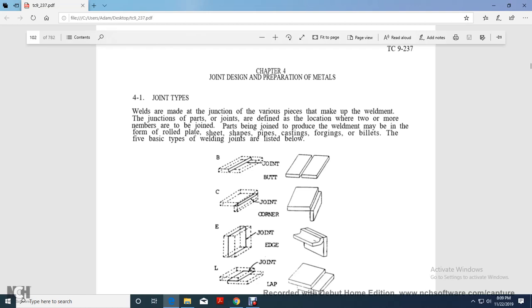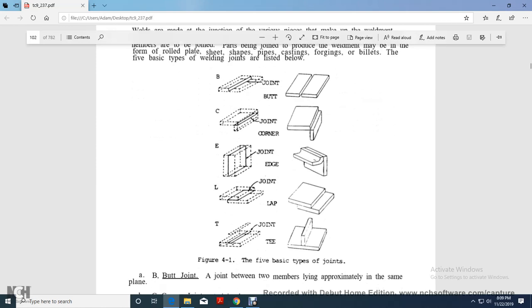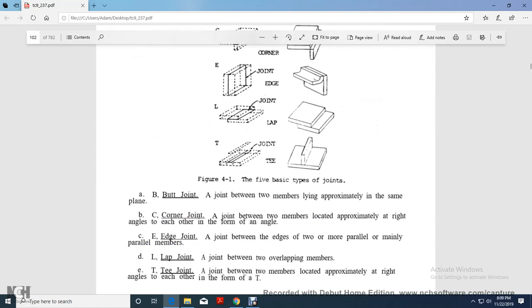Parts being joined to produce the weldment may be in the form of rolled plate, sheets, shapes, pipes, castings, forgings, or billets. The five basic types of welding joints are listed below: butt joint, corner joint, edge joint, lap joint, and T joint. Figure 4-1 shows the five basic types of joints.